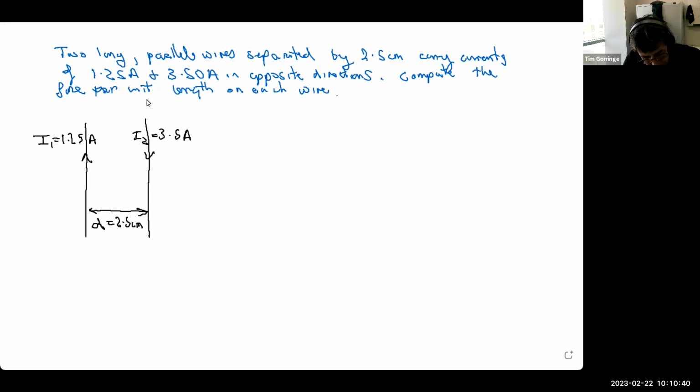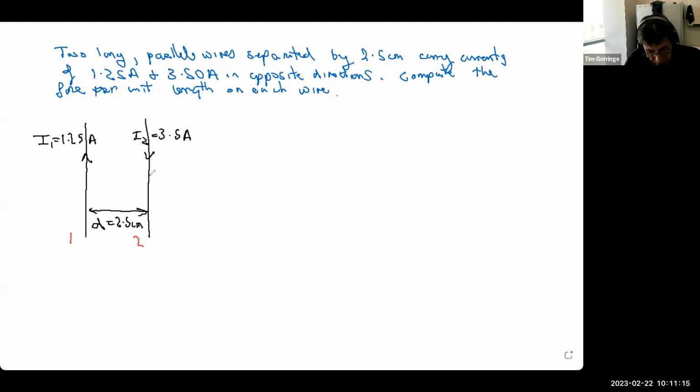I've made a sketch here of the problem. I've labeled the wire over here on the left-hand side wire number 1, and I've labeled the wire on the right-hand side wire number 2. So here's the current I1 in wire number 1. Here's the current I2 in wire number 2. These two currents are in opposite directions. So I've chosen to draw the one on the left as a current going upwards in my sketch. The one on the right is a current going downwards in my sketch.